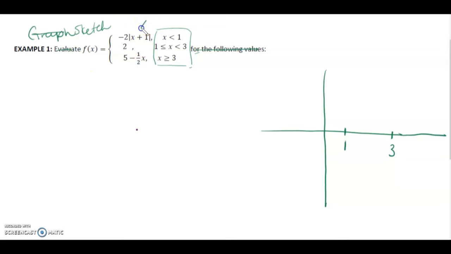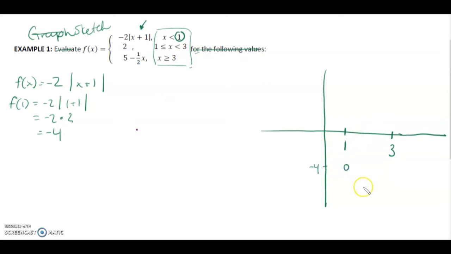Okay, so this is an absolute value function, f of x equals -2 times the absolute value of x plus 1. You always want to plug in this endpoint. Even though this endpoint is not actually going to be defined on this part of the graph, we want to consider it and use it as an open circle. So f of 1 equals -2 times 1 plus 1, which is -2 times 2, which is -4. So at 1, we're going to graph an open circle at -4.